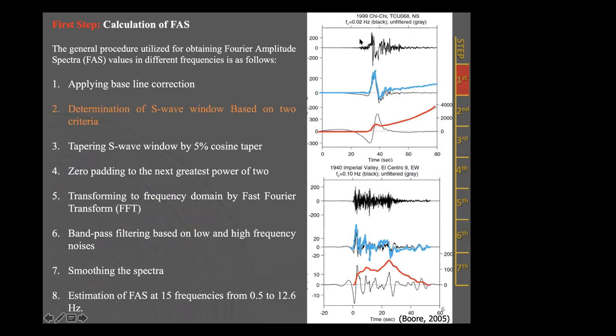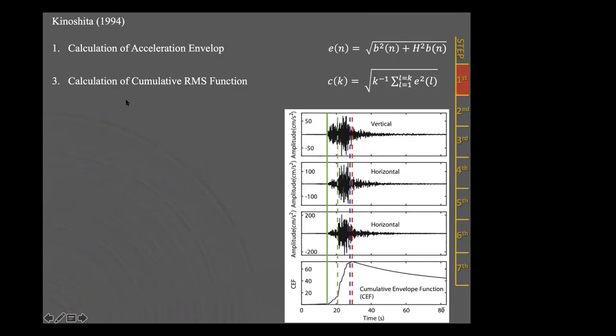Now I will explain how we determine the S wave window based on two different criteria. In the previous studies, they selected their own criteria to isolate the S wave from the P wave and from the coda wave after the S wave, to study just the attenuation parameters of the S wave. So the criteria used by different studies are sort of arbitrary.